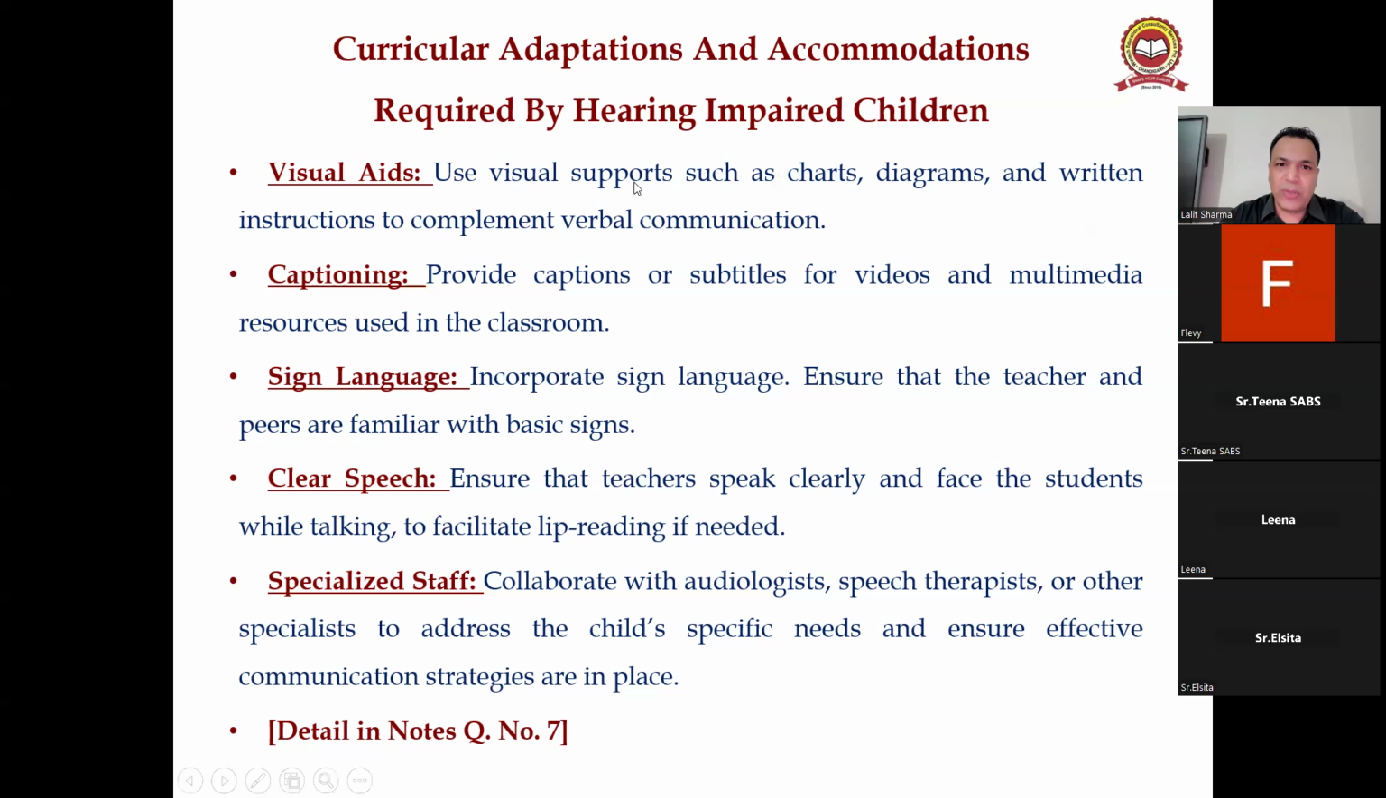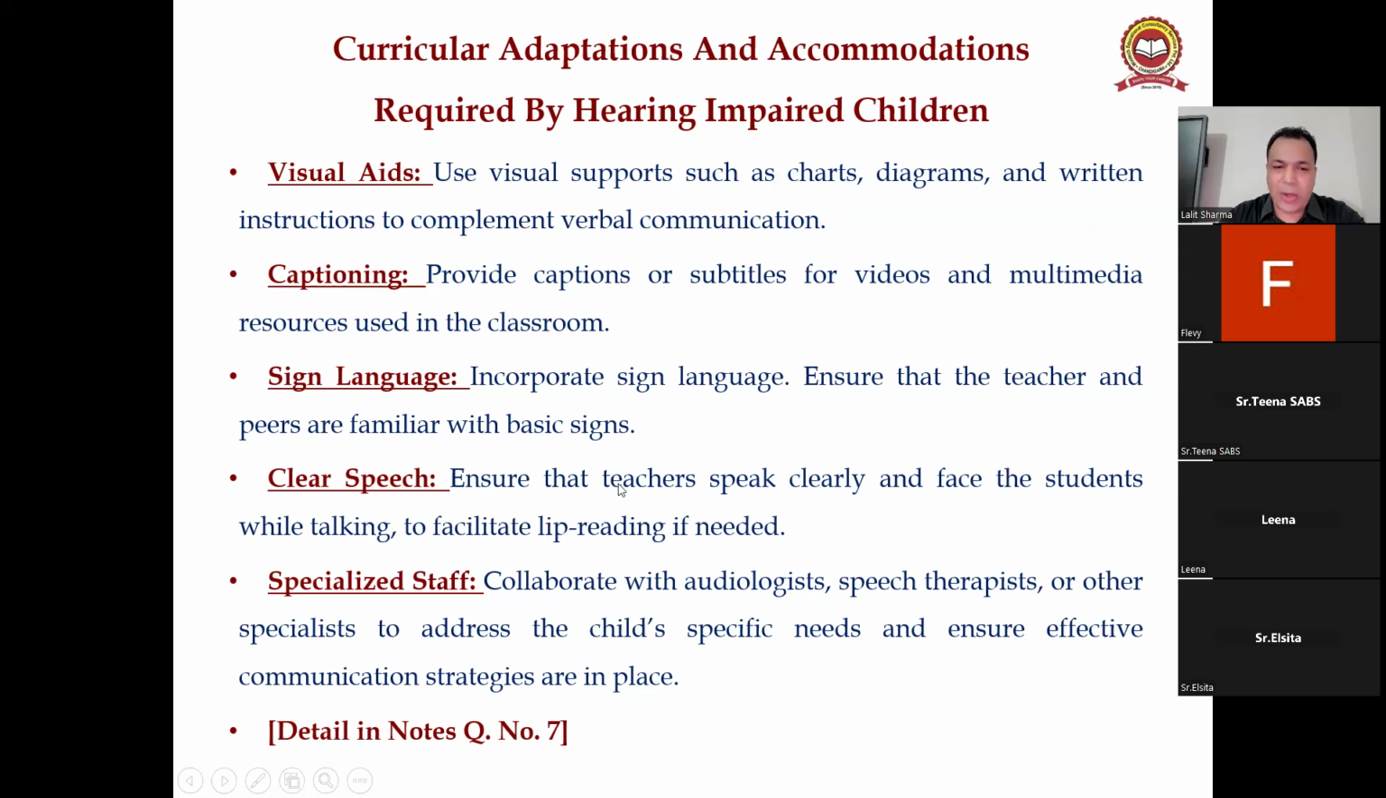Visual aids: use visual support such as charts, diagrams, written instructions to complement verbal communication. Captioning: provide captions or subtitles for videos and multimedia resources used in the classroom. Sign language: incorporate sign language, ensure that the teacher and peers are familiar with the basic signs. Clear speech: ensure that teachers speak clearly and face the students while talking to facilitate lip reading if needed.